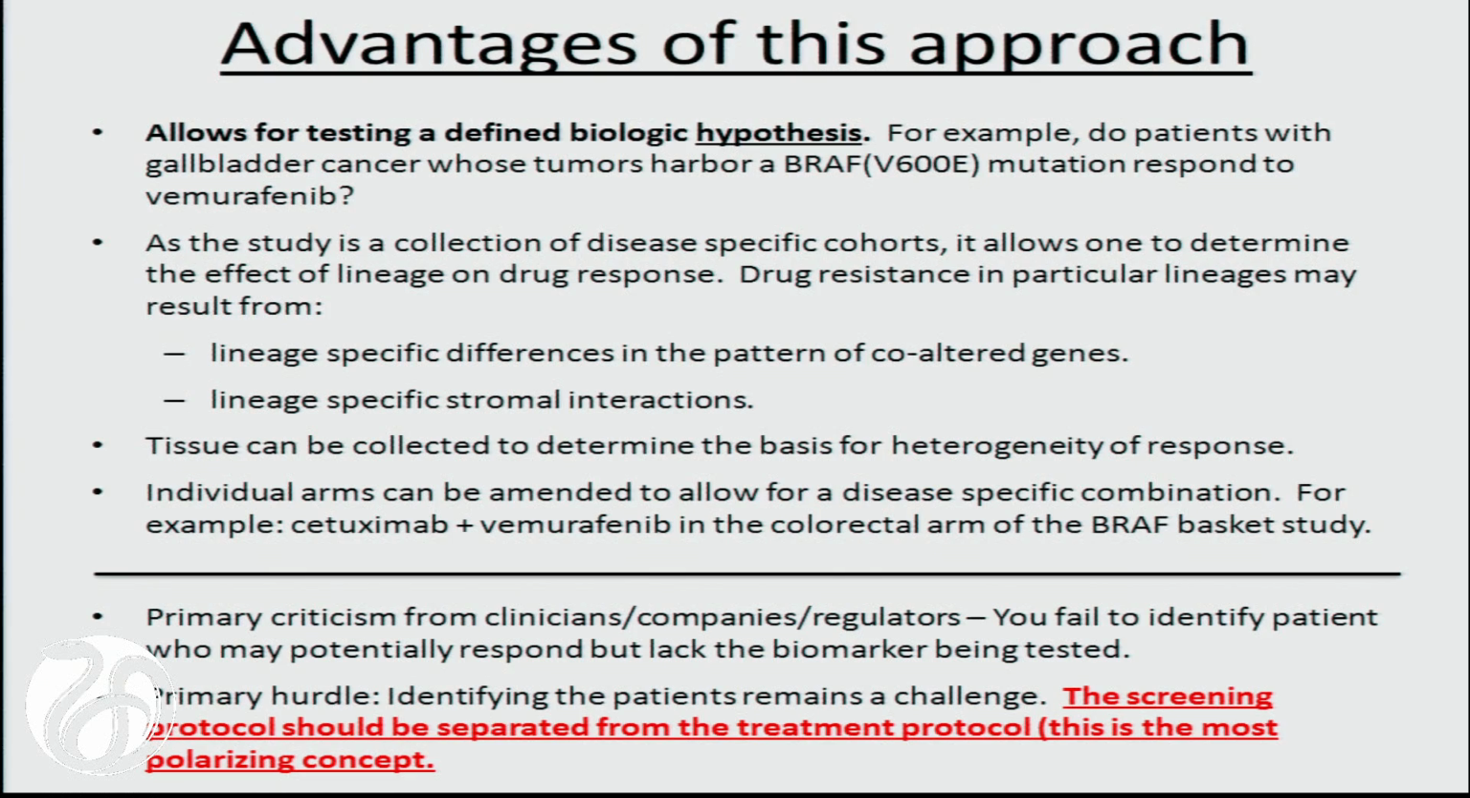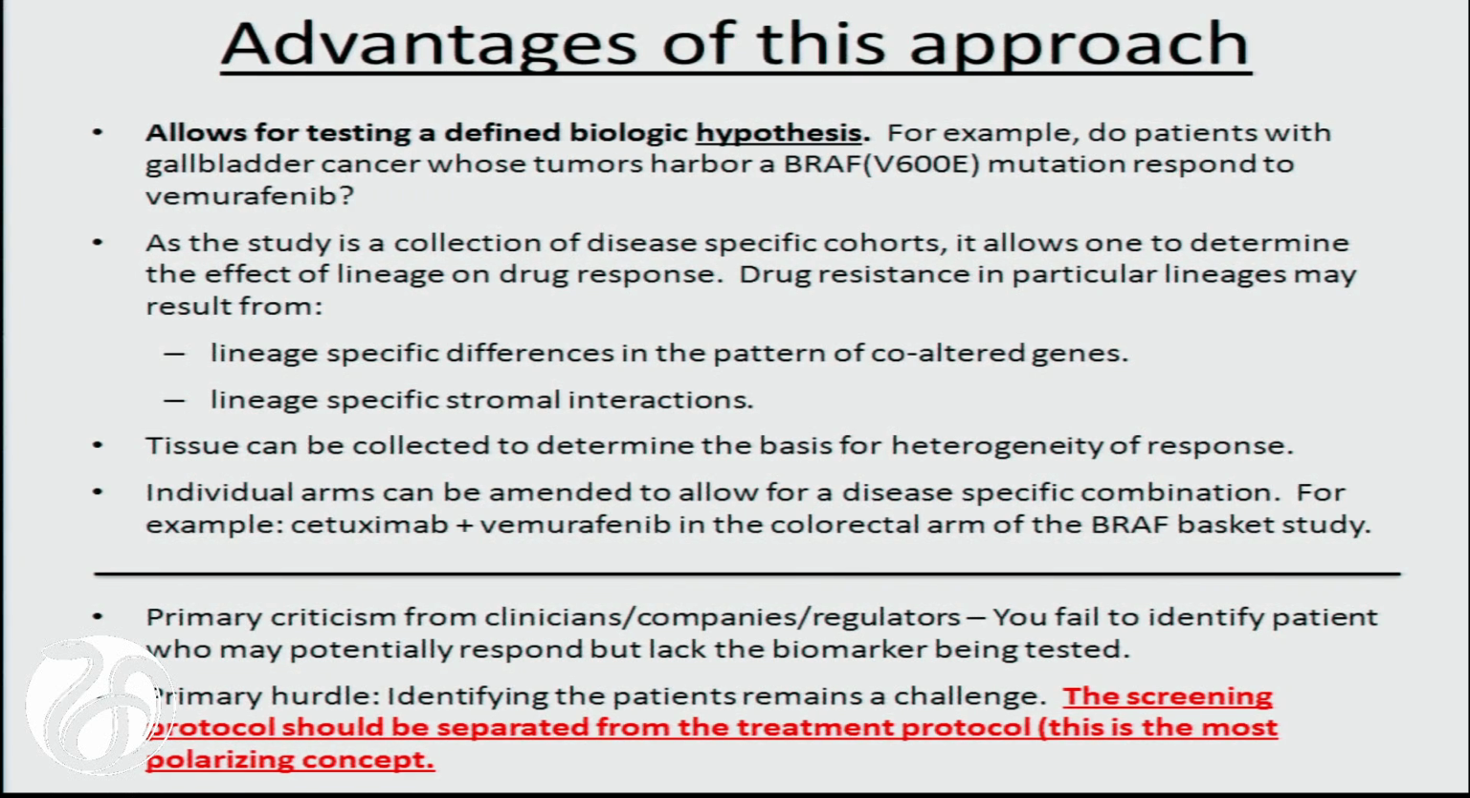But we can try to figure that out as part of this clinical trial by collecting tissue and trying to define, is that difference in response rate due to lineage-specific differences in the pattern of co-altered genes, or maybe lineage-specific stromal interactions that are causing resistance? And the key is we can actually collect tissue if we do these type of evaluations within the context of a clinical trial.